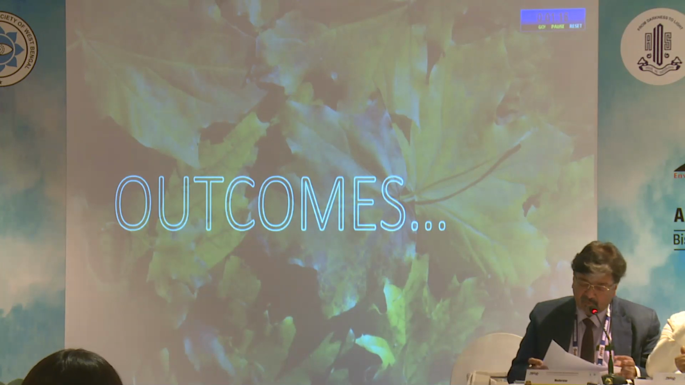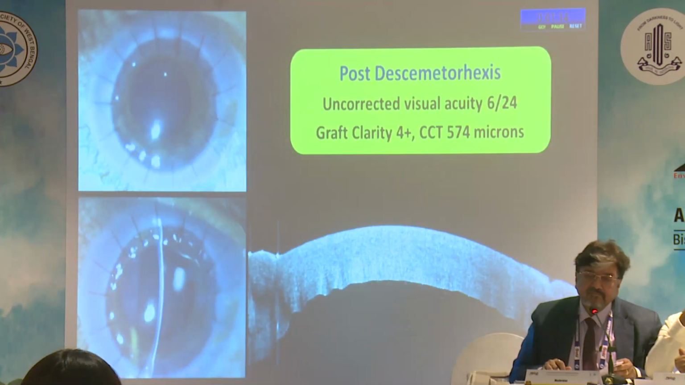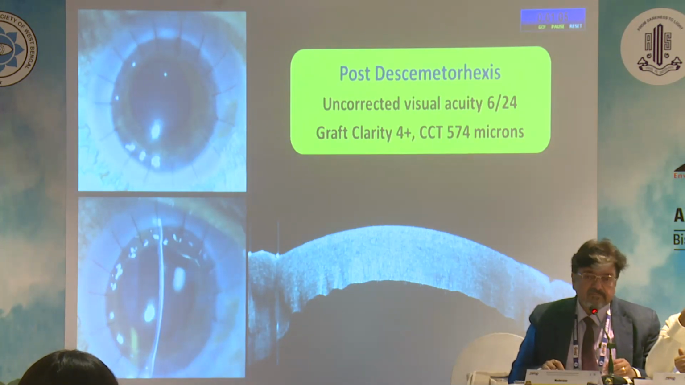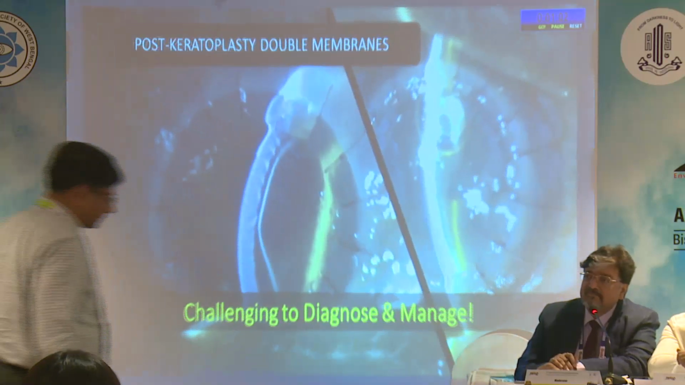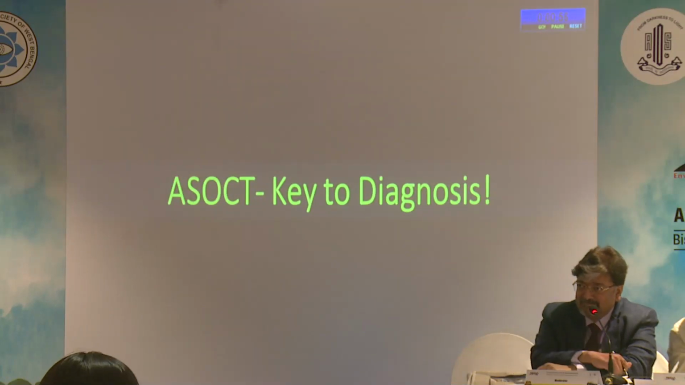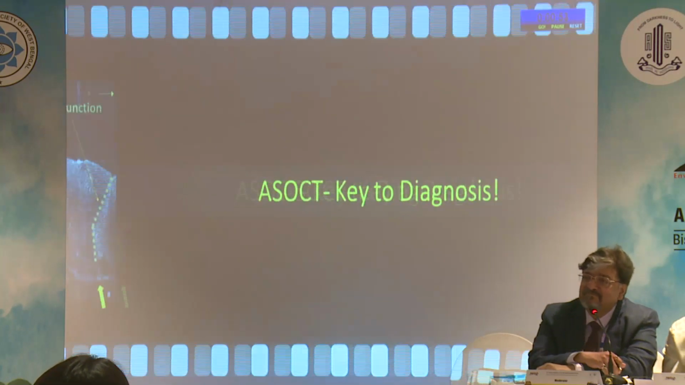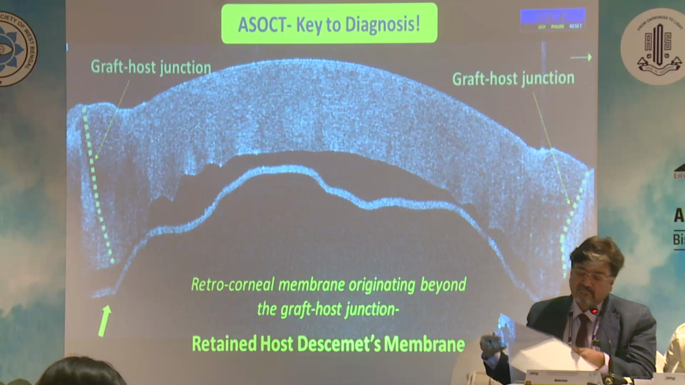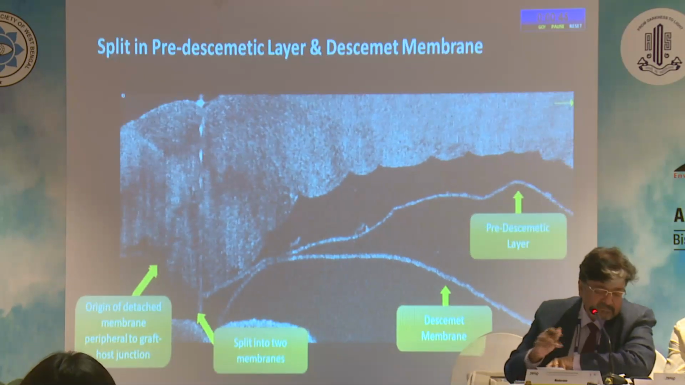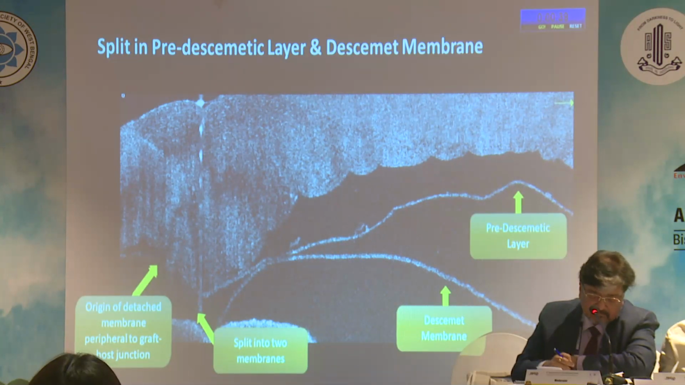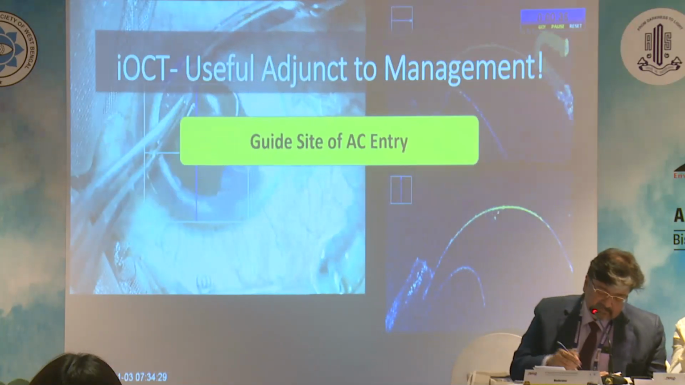On post-operative day 1, the uncorrected visual acuity was 6/24 and a well-apposed graft was seen clinically and on anterior segment optical coherence tomography. To conclude, double membranes after keratoplasty may be challenging to diagnose and manage. ASOCT is the key to diagnosis, as retained host Descemet membrane will typically originate beyond the graft host junction, and a split in Descemet and pre-Descemetic layer may also be observed in a case of type 3 big bubble formation and a separation of pre-Descemetic layer from Descemet membrane.